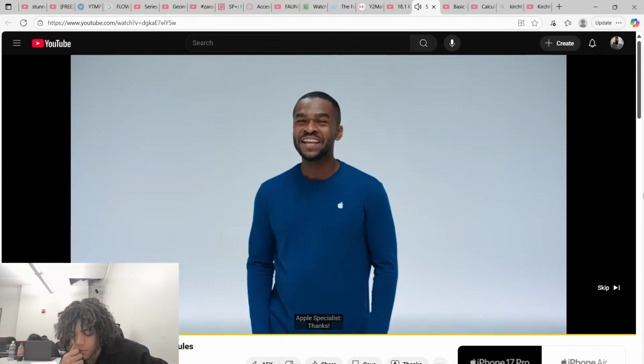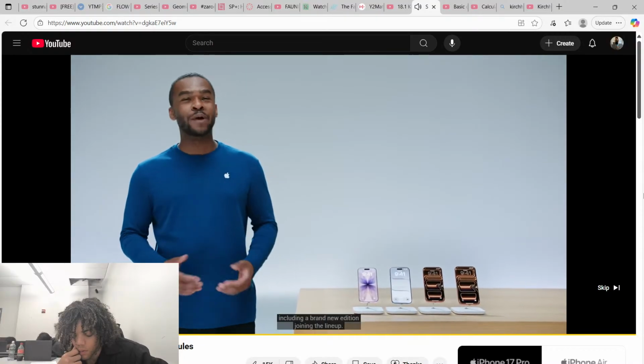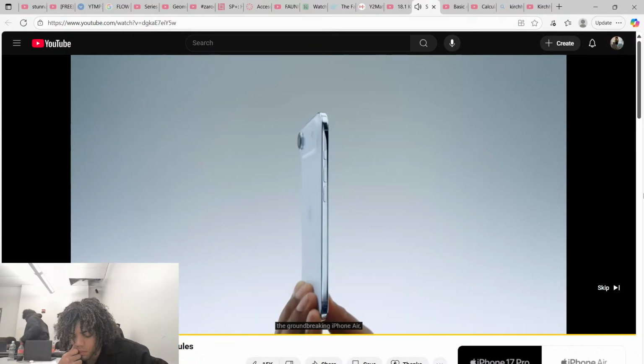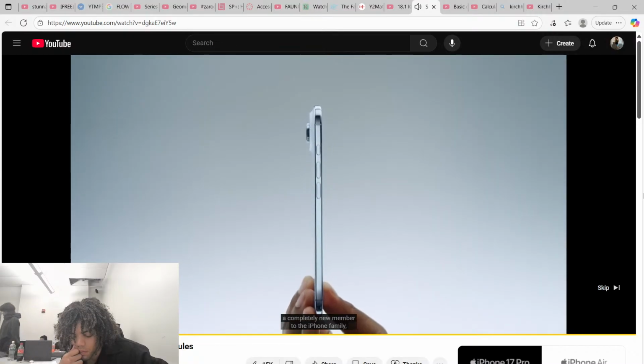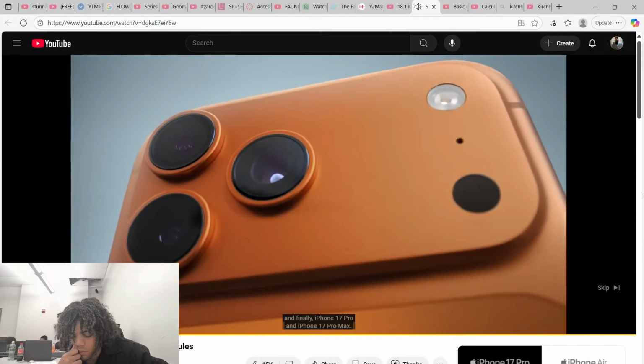This year, there are 4 exciting new iPhones to choose from, including a brand new addition joining the lineup. There's the new iPhone 17, the groundbreaking iPhone Air, a completely new member to the iPhone family, and finally, iPhone 17 Pro and iPhone 17 Pro Max.